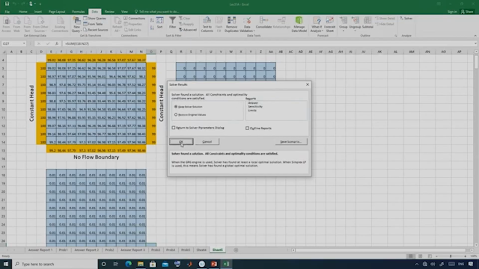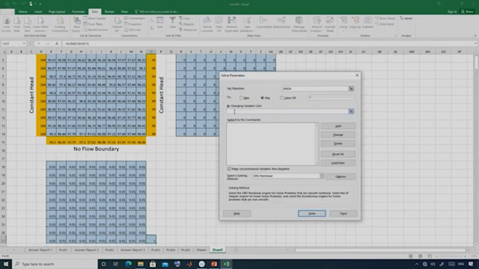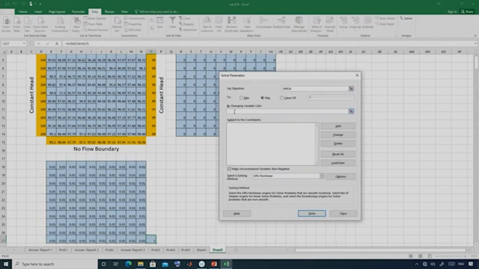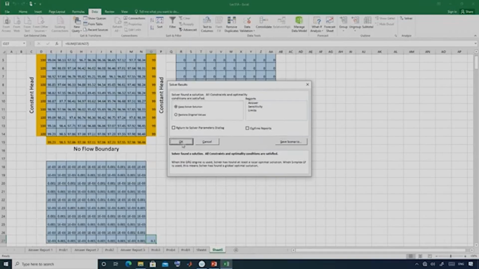You can see the answer, but before that let me refine or increase the precision. I am just increasing the precision to 0.001. Let me solve it again. Now you just see, I can see the report.